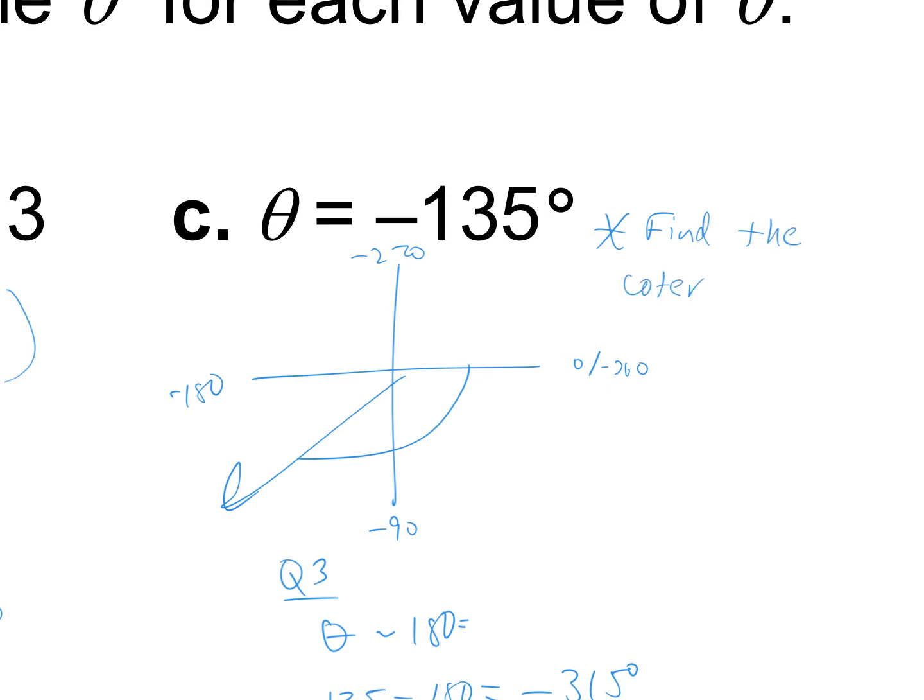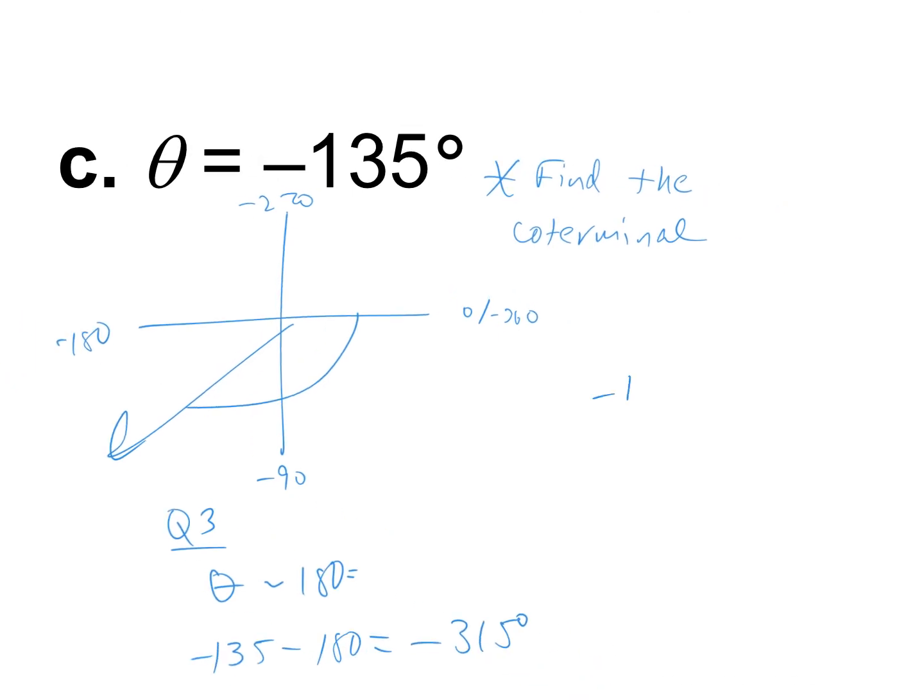In order to find a reference angle, you need something that is between 0 and 360. So if it's less than 0, find the coterminal. If it's more than 360, find the coterminal. Just add if it's less than 0, subtract if it's more than 360. Good. So guys, if you add negative 135 plus 360, what do we get?